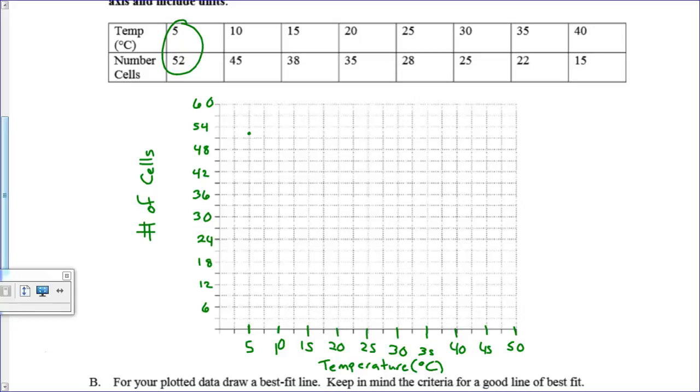All right, and then, I'll just go through here and I'll plot all the other points. So like the next one would be 10, 45. So I go to 10 on the temperature axis, I go up to 45 on the number of cells axis. Oops, that's 10, 48.